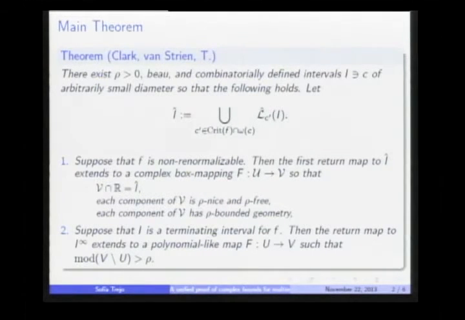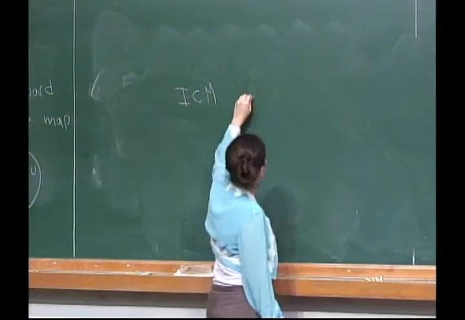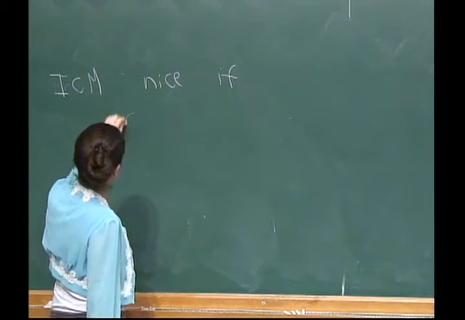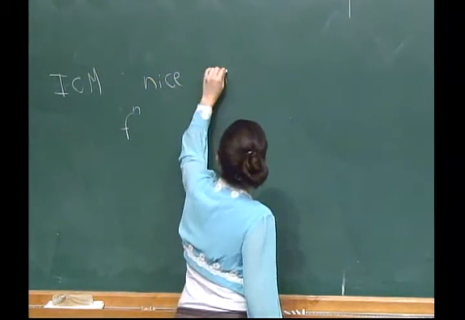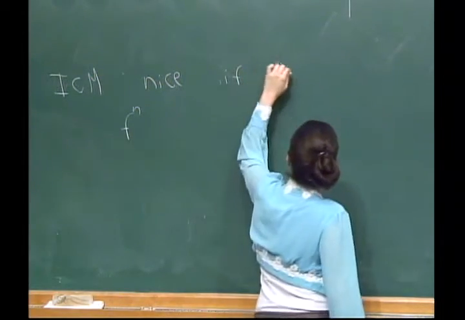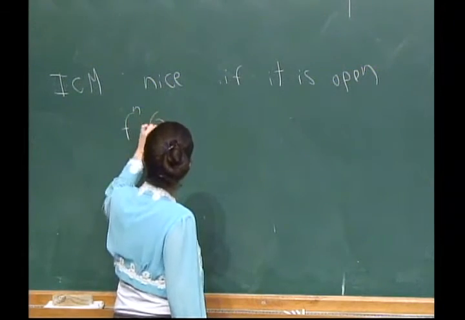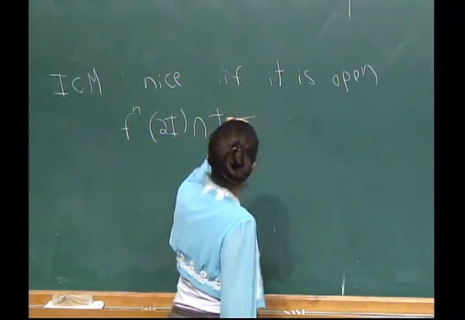Take an interval I containing M. It will be called nice if it's open and all the iterates of its boundary never lie inside the interval.